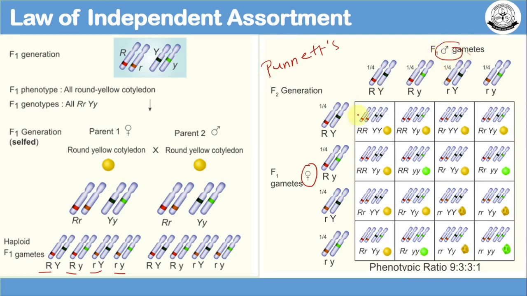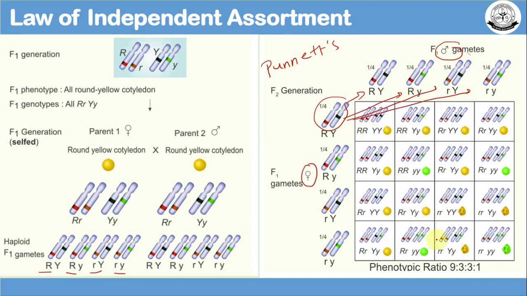So let's see the different combinations. When this one fertilizes with this one, or this one with this one, and so on, we do the same with all of them, and we got different combinations. So you can see the phenotype ratio is 9:3:3:1, right? So what is 9:3:3:1?